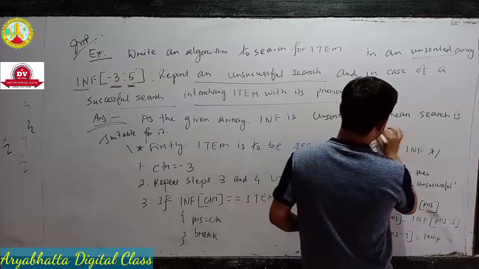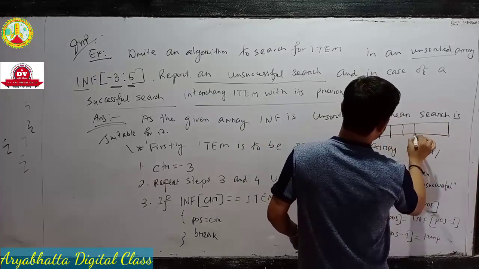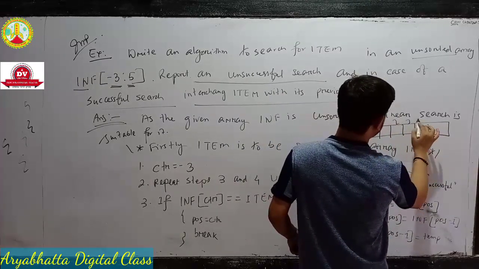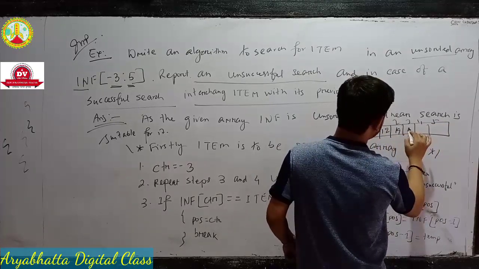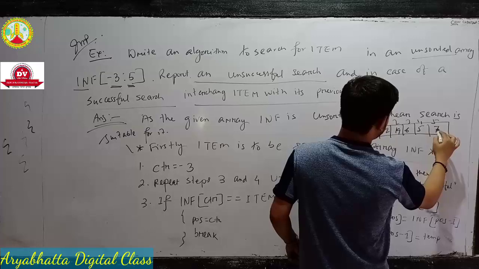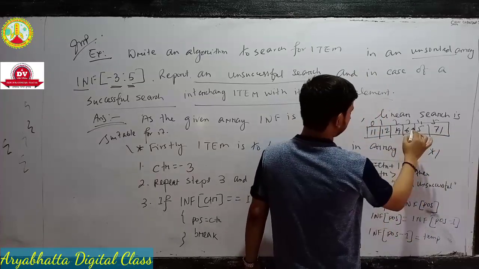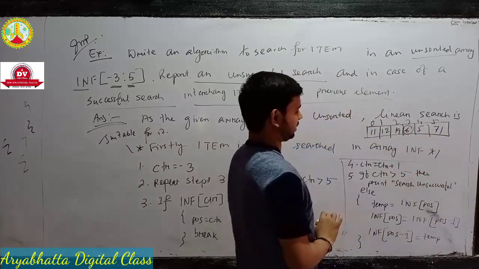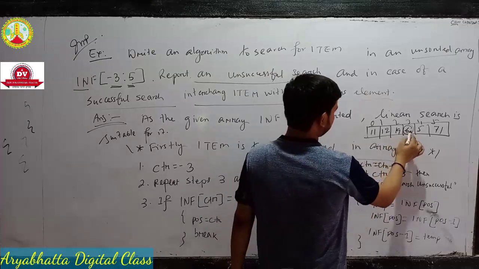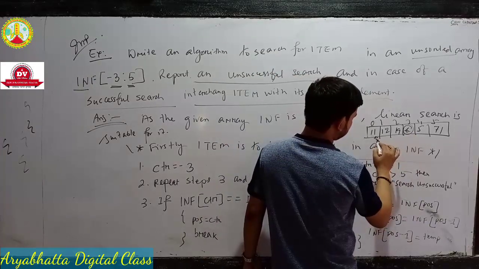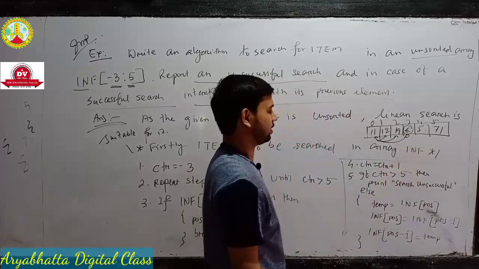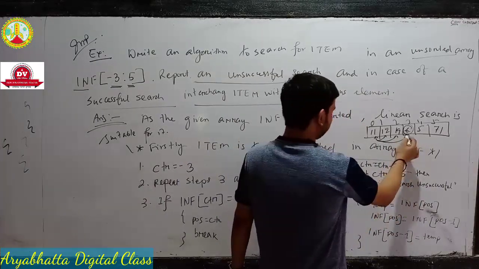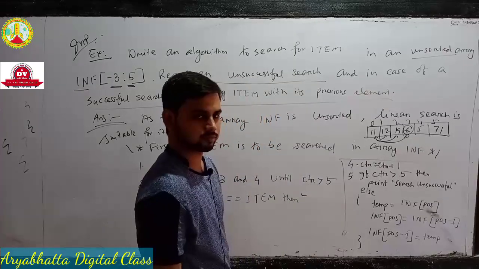Suppose this is an array: 0 1 2 3 4 5 with 11 12 19 6 5 71. Suppose you search for item 6. You compare with this, compare with this, compare with this, and you found it, which means search successful.